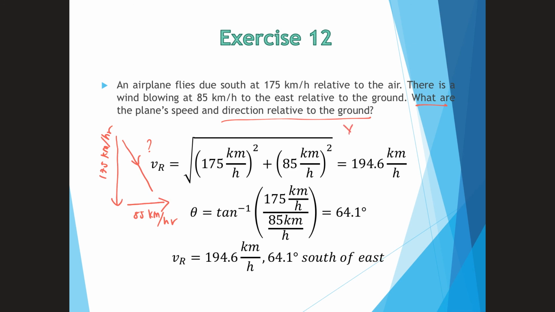Plane relative to the ground means the velocity of the plane relative to wind plus the velocity of the wind relative to ground. Because both are moving in different directions, one in x, one in y, you need to use Pythagoras theorem like this, and then you find the angle, which is this angle. I encourage students to find this angle, but if you find it with respect to the horizontal, it's okay, we still accept the answer.